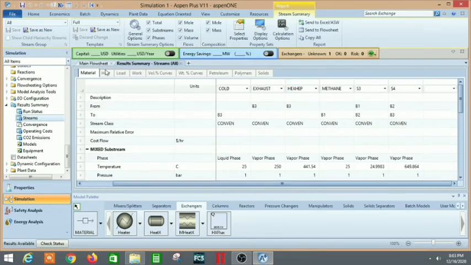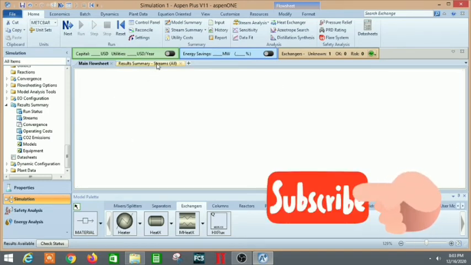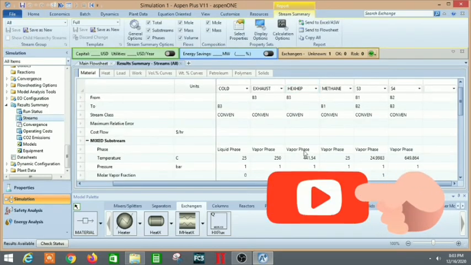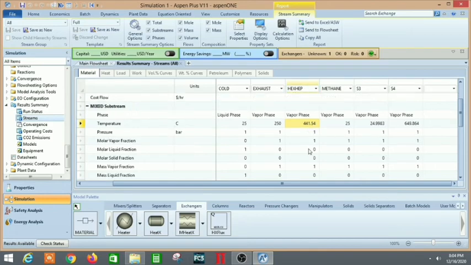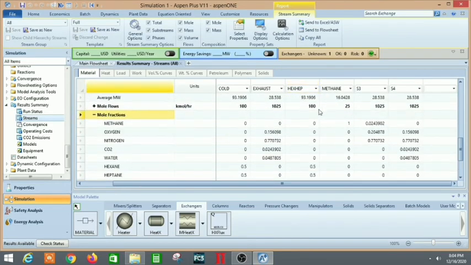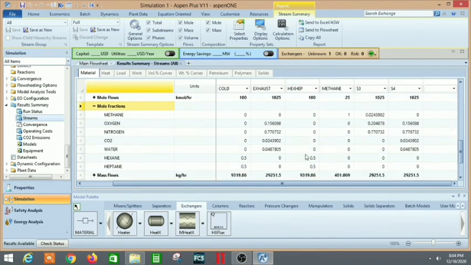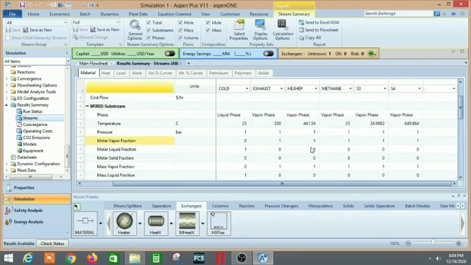We need this hexane heptane stream's temperature, and the temperature here is in degrees Celsius, 441.54. That's the hexane heptane stream that was used to cool. Let's see the mole fraction: here we have hexane and heptane. Yes, that's the particular stream whose temperature we need, and it comes out to be 441.54.